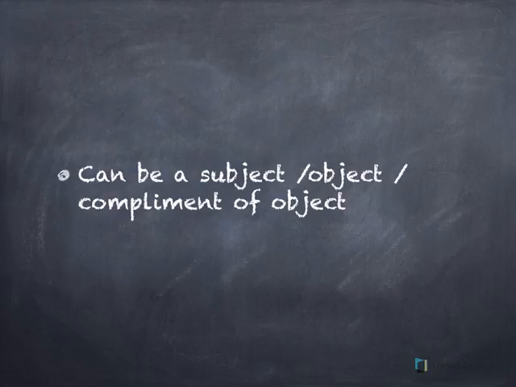The next thing you need to know, which is very important, is that a noun clause can be a subject, object, or complement of an object. It's a dependent clause that works like a noun.